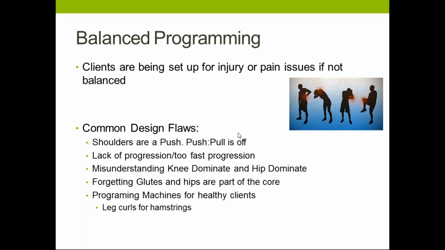Programming machines for healthy clients is another thing we see sometimes. When we're looking at healthy individuals, we typically don't need to have them do leg curls on a hamstring machine. We can get them doing much better things, like teaching them hip hinge and getting them to do an eccentric movement with the hamstring, which is typically how they work anyway in real life. So just kind of watch for that. Once in a blue moon machines are okay. I know a while back I gave a seminar on that, so use that seminar as a resource of when it's okay to use machines. But typically, we need to get them moving outside of machines for everyday life.